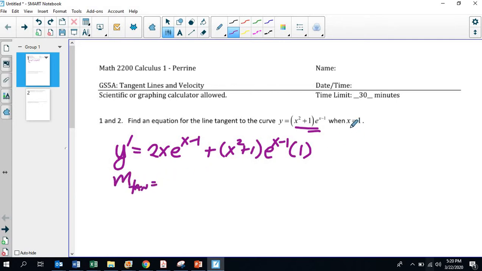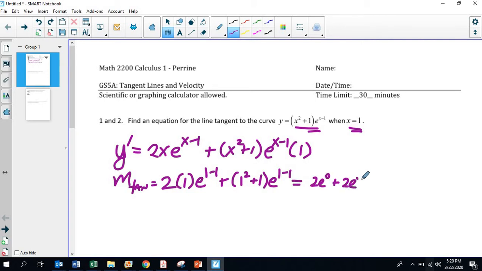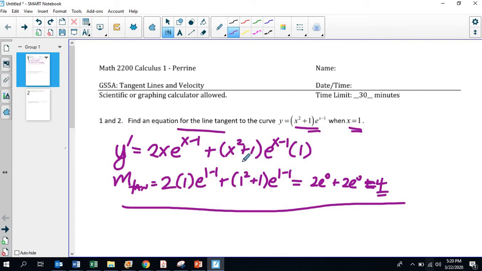And so therefore, to find the slope of the tangent line, we are looking when x is equal to 1. And so we plug a 1 in where the x is everywhere. And that's going to be nice because when we plug it into the e, 1 minus 1 is 0, and e to the 0 is 1. And so we get 2 e to the 0 plus another 2 e to the 0, and that's just 4. 2 plus 2 is 4. And so that's the slope. So that's the first step in finding the equation for the line tangent to the curve.